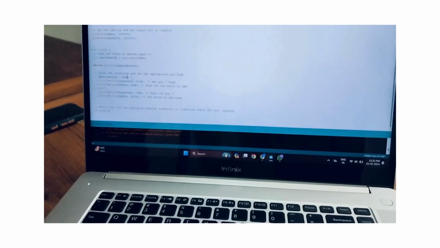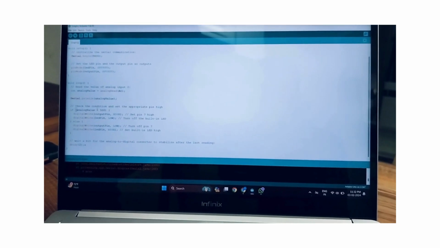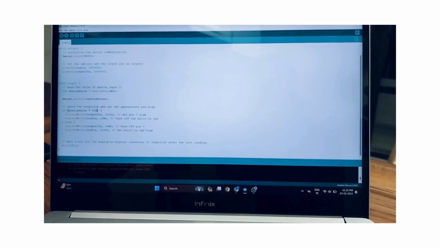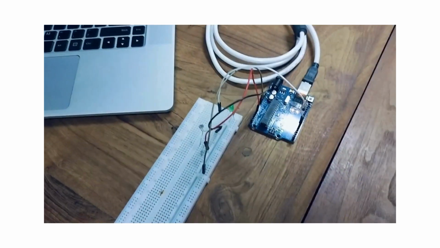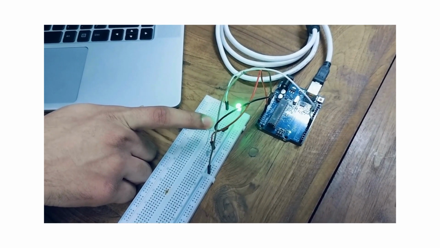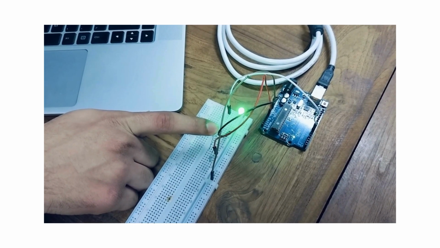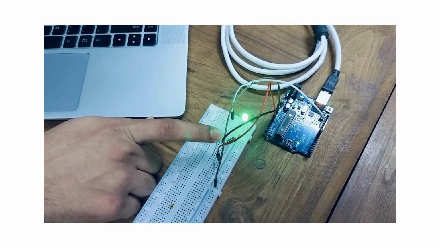Here we can see the code. We set some target intensity value. Here it is 500. If the environmental intensity goes less than 500, the LED glows by itself. When I cover the LDR with my hand, the light glows by itself, and when the intensity goes above 500, the LED turns off by itself.